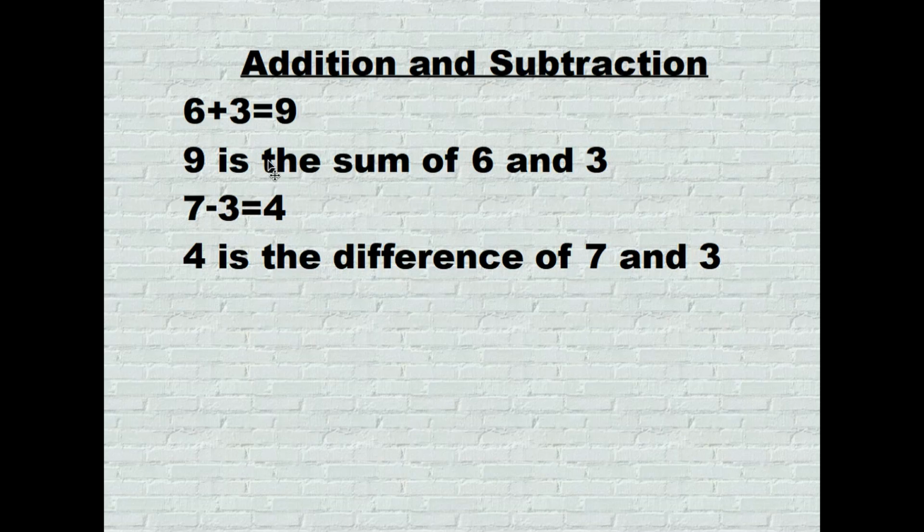The result that you get from addition, we call it sum. And the result that you get from subtraction is difference. Bear in mind: sum is the result of addition. Difference is the result of subtraction. That's clear? Good.